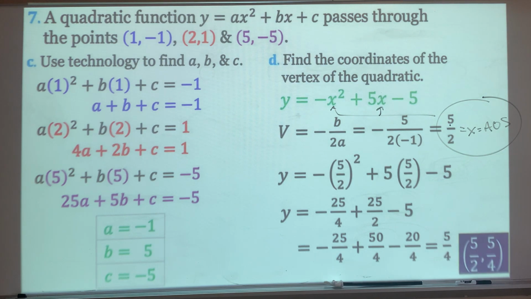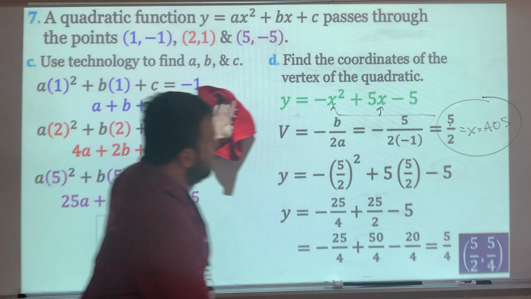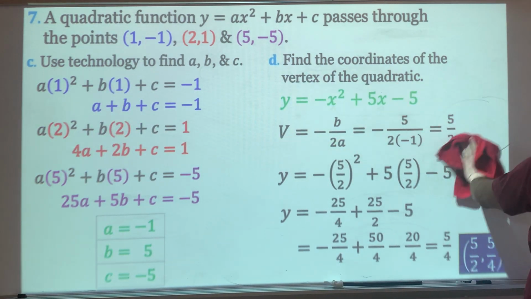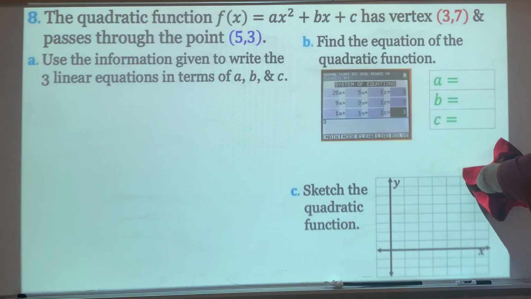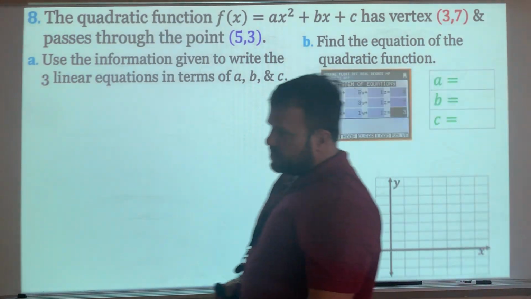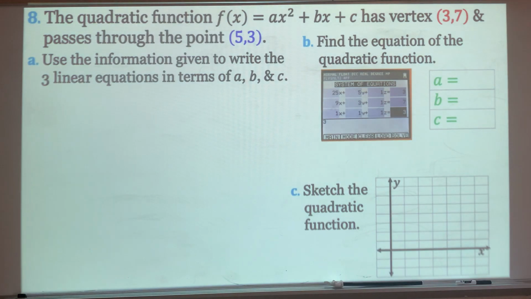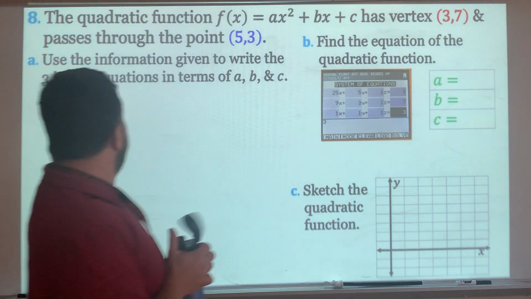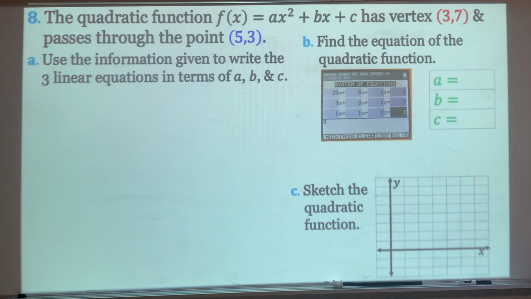All right, last problem. Problem number 8. Quadratic function f of x equals ax squared plus bx plus c passes through 5, 3. Use that information. Write the 3 linear equations in terms of a, b, and c.